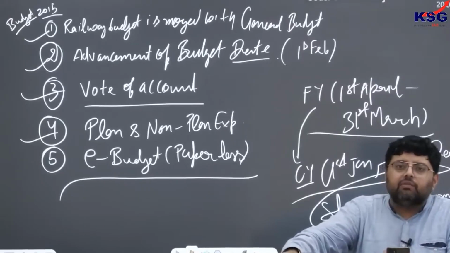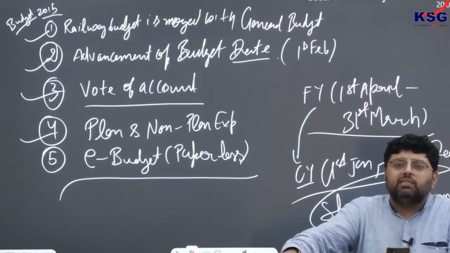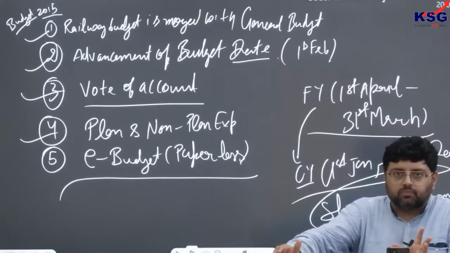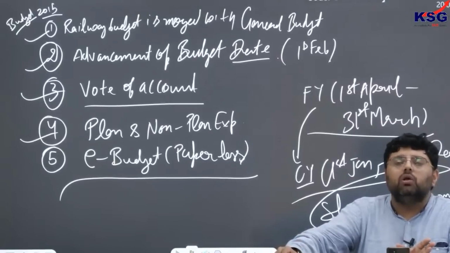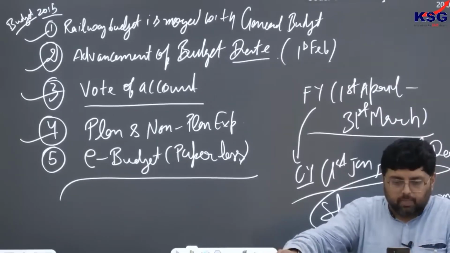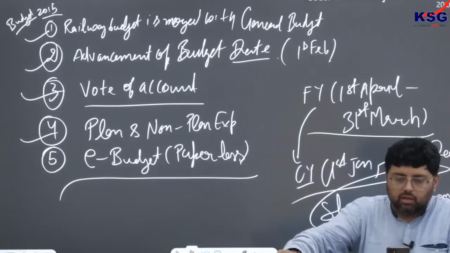Shankracharya Committee has given recommendation that financial year, your current financial year starts from 1st of April to 31st March. So it should be shifted from here to, you can say, 1st January to 31st December. Clear?